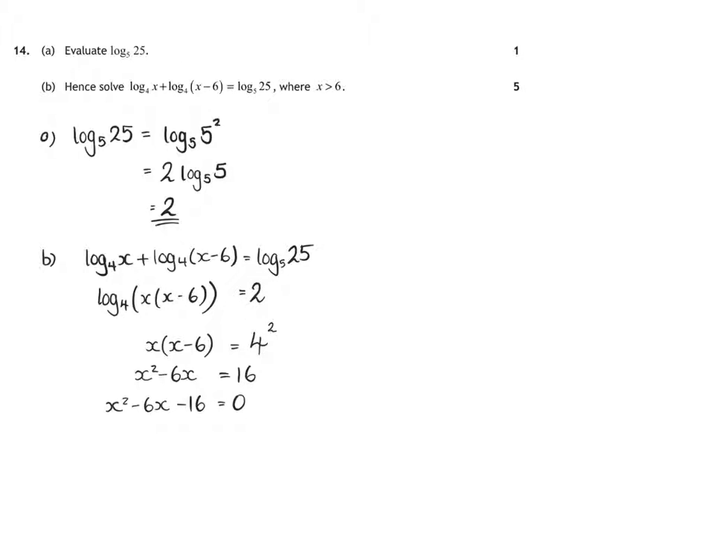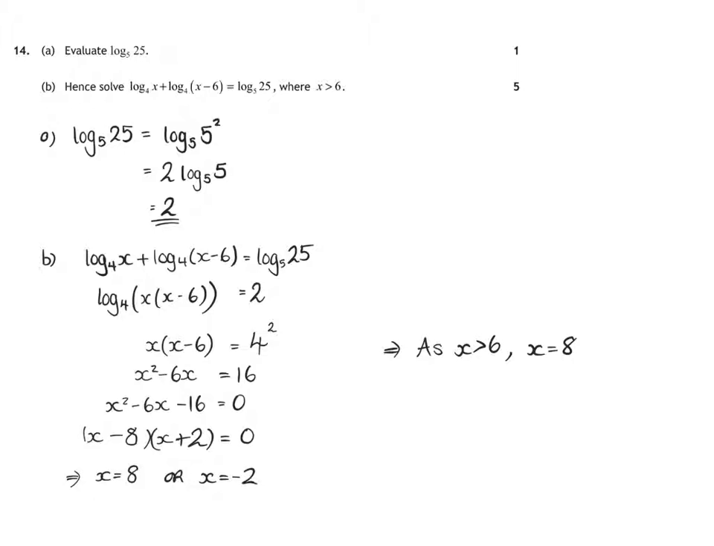To solve this, we're going to have to factorize. We're looking for two numbers that multiply to give minus 16 but add to give minus 6. So it's minus 8 and plus 2, because minus 8 and plus 2 multiply to give minus 16 but add to give minus 6. Therefore x equals 8 or x equals minus 2. Because we were told in the question that x is greater than 6, x equals 8.